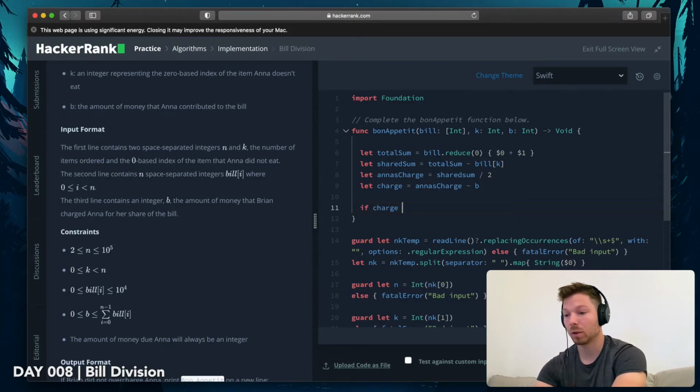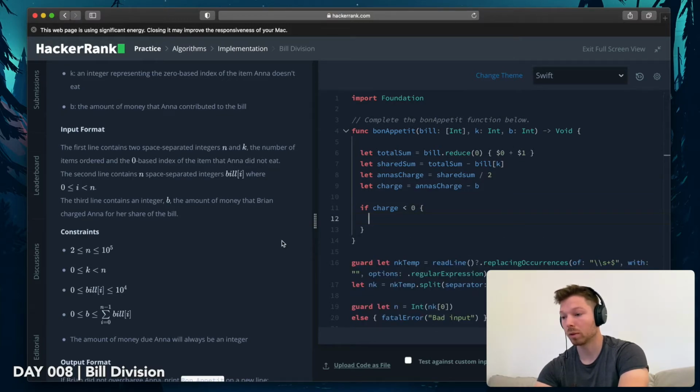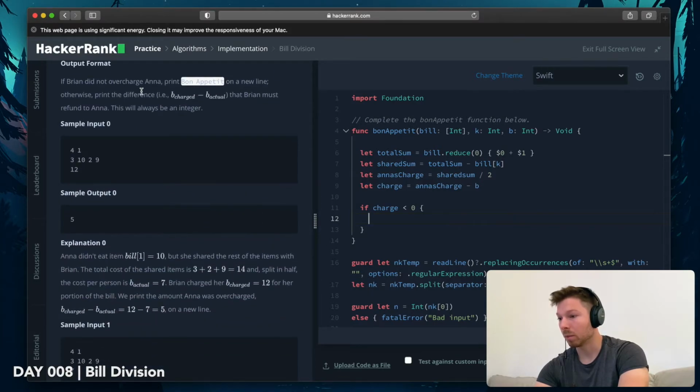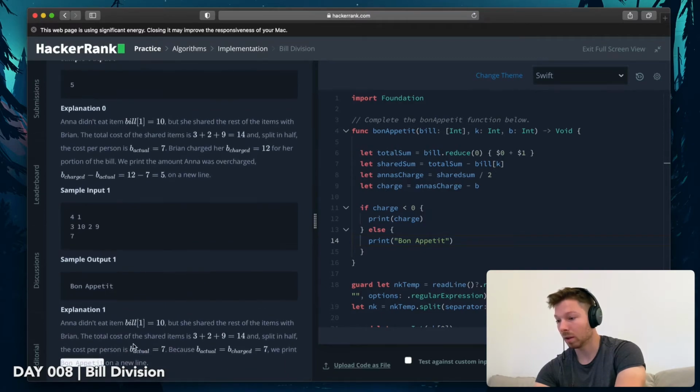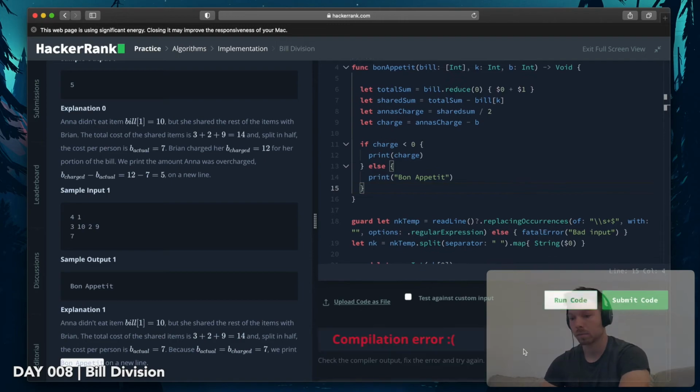If charge smaller than 0, we want to, we're printing the difference, right? Print the difference. B charge minus, okay, we're just printing charge. Else, I don't think she undercharges ever. We can do an else if, or we can just say bon appetit. Correct? Is it with double P? Bon appetit. Let's run this code.